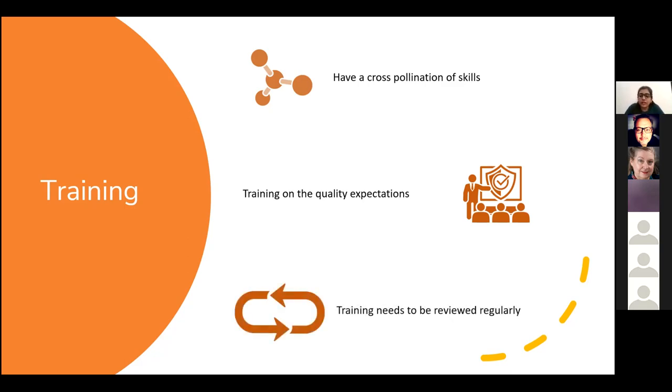Finally, the training that needs to be reviewed. So training isn't a one-off thing. It is a multiple times per year thing. Training is not just a PowerPoint slide or the same video every year. Training needs to be reviewed regularly to ensure that it covers the latest technology and the changes in the security landscapes.